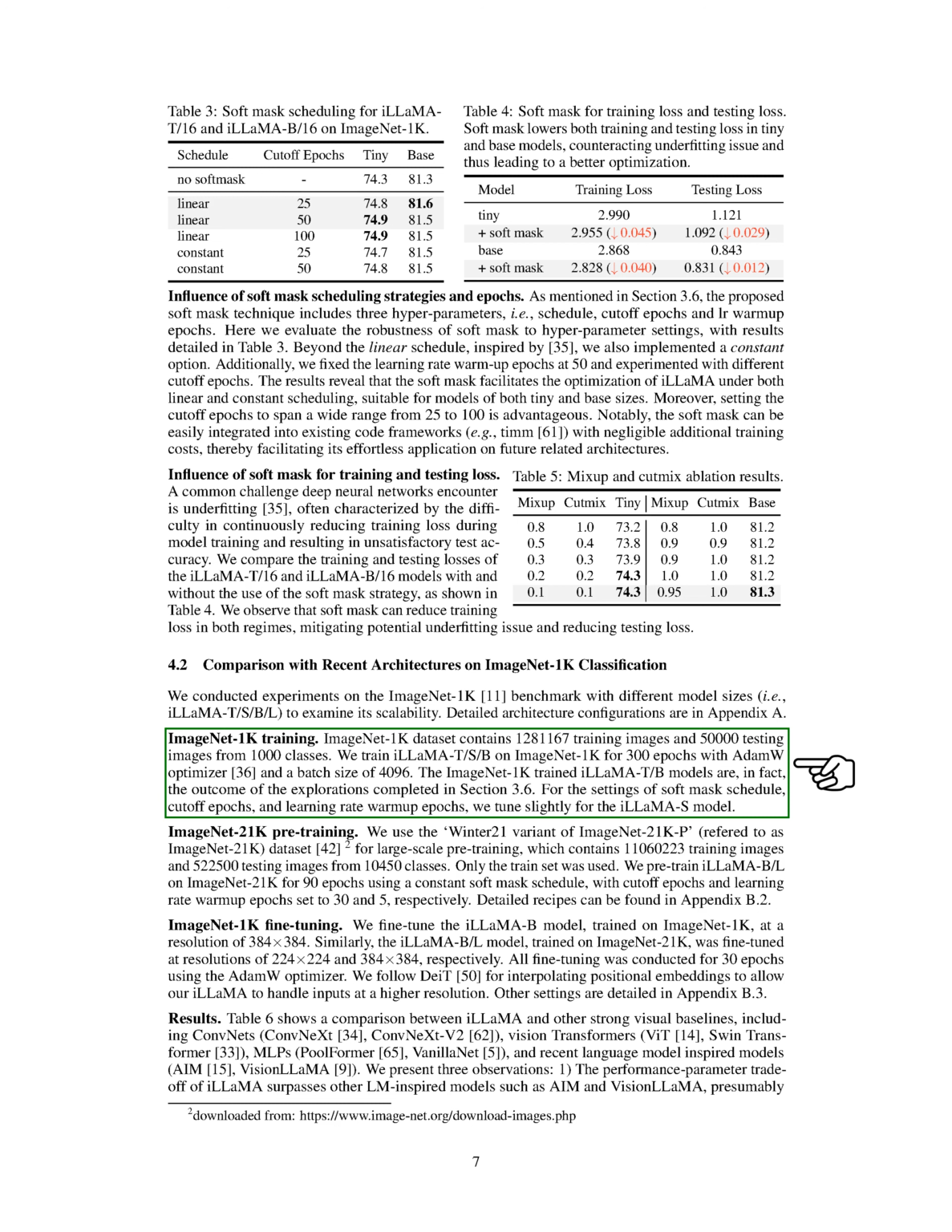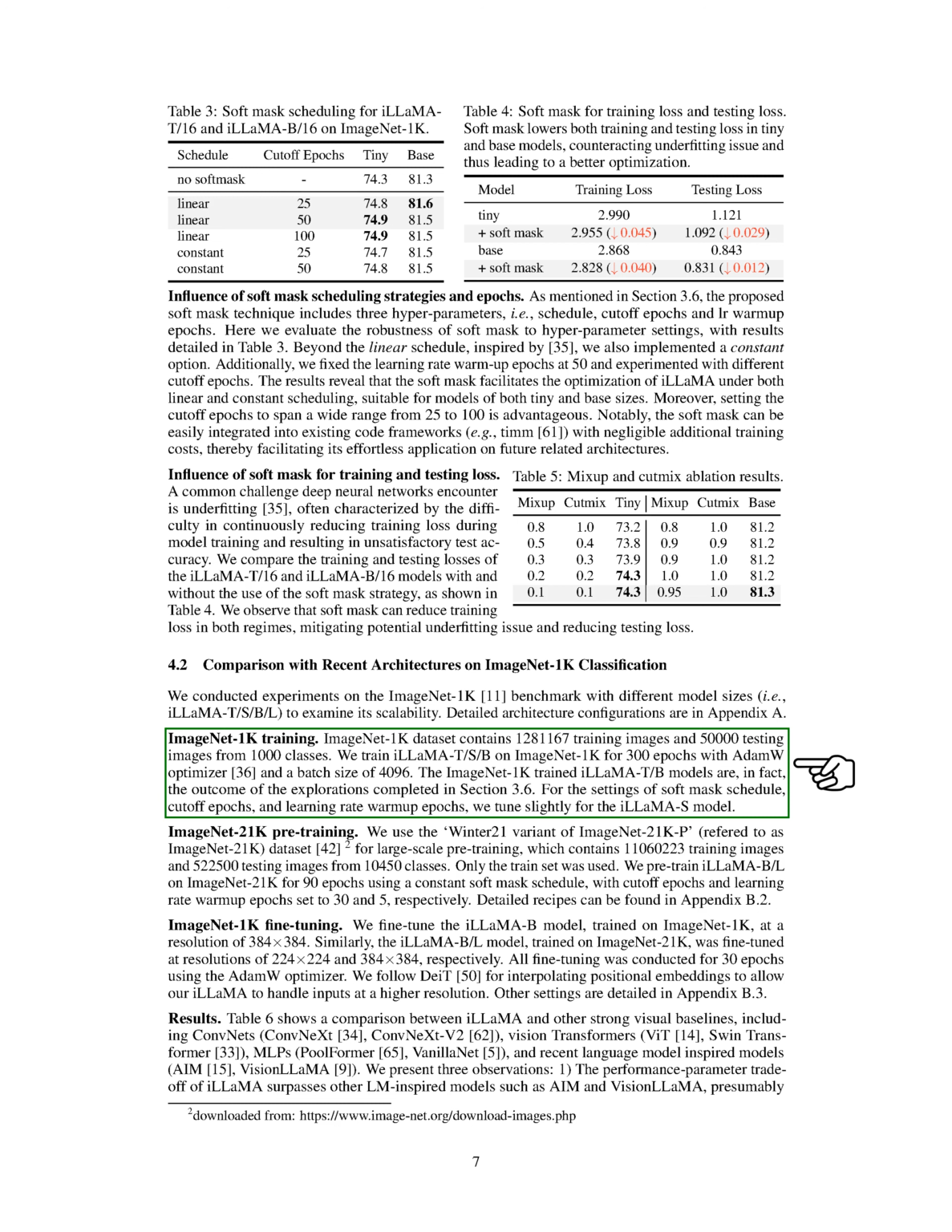We trained LLaMA T-S-B on ImageNet 1K for 300 epochs with the AdamW optimizer and a batch size of 4,096. The LLaMA T-B models trained on ImageNet 1K resulted from the explorations discussed earlier. We slightly adjusted the soft mask schedule, cutoff epochs, and learning rate warm-up epochs for the LLaMA S model.